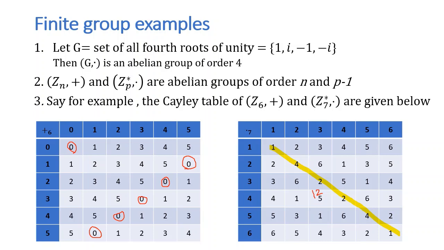So Zn, plus, and Zp star, dot, are abelian groups of order n and p minus 1 respectively.